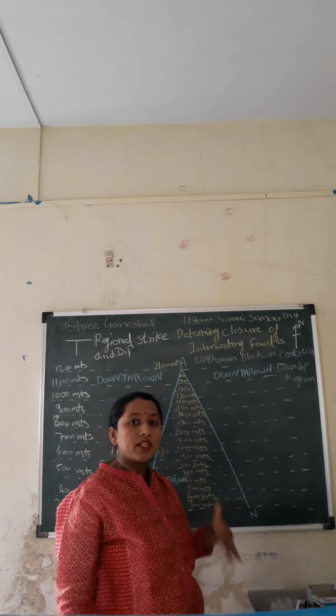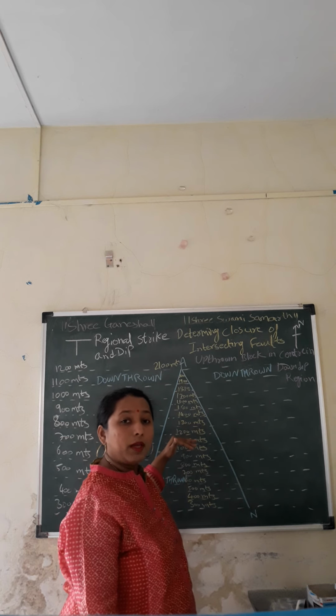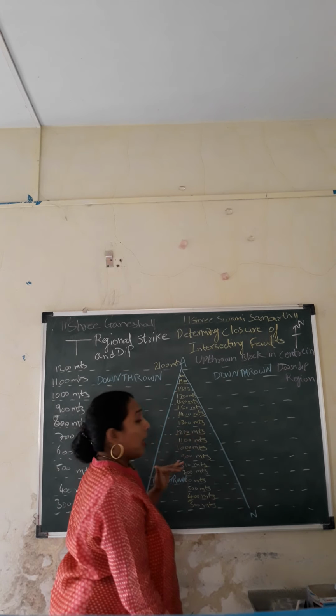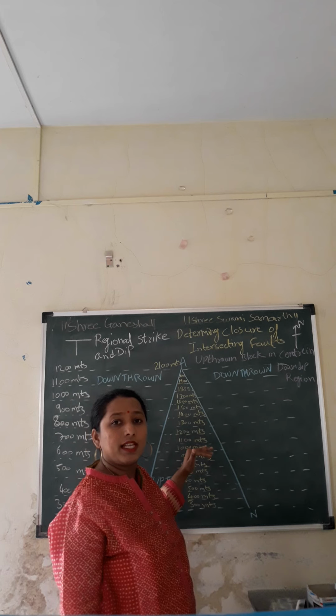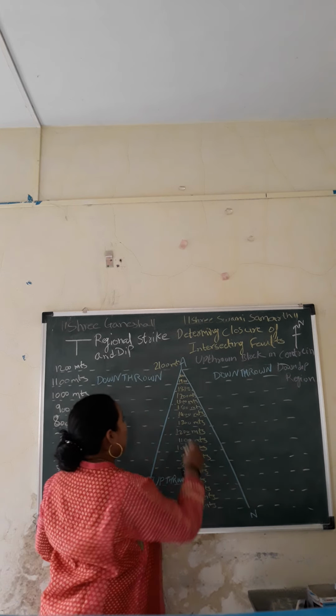And therefore, for partial sealing, you go down by 900 meters. Why? Because it is the throw of the fault. And closure in case of partial sealing completely depends upon the throw of the fault. We've studied that earlier as well. So here we go.